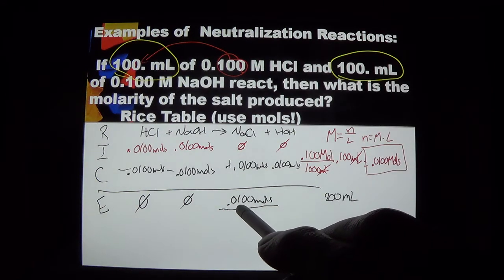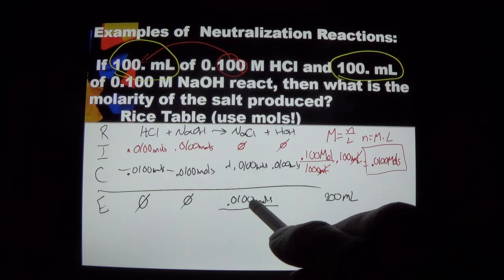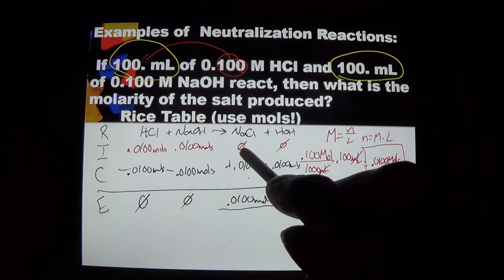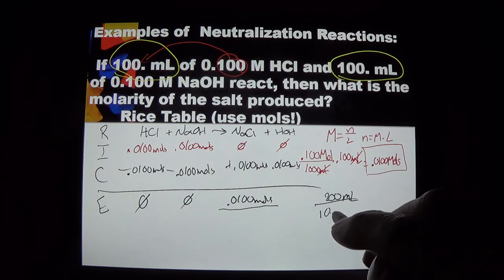Now, there's still in that total that much salt in moles, because the total amount of moles won't change no matter if you add water or anything else. Only adding more sodium chloride would change that. But that's 200 milliliters in 1,000 milliliters.